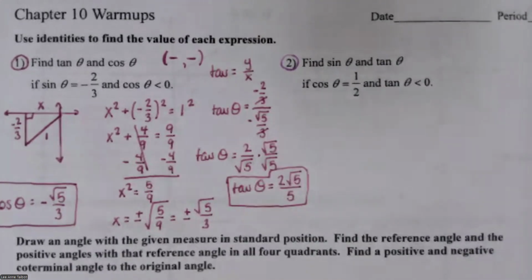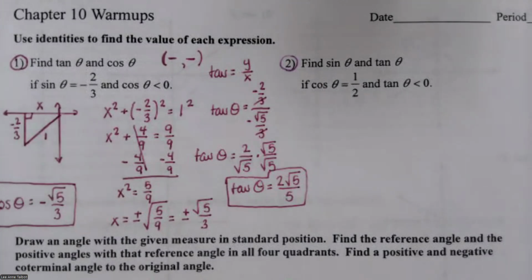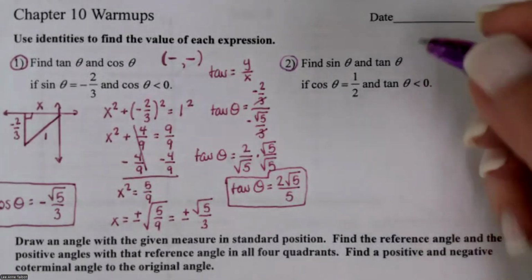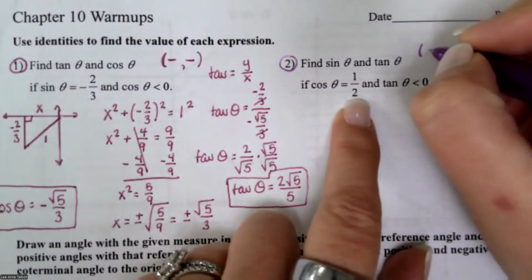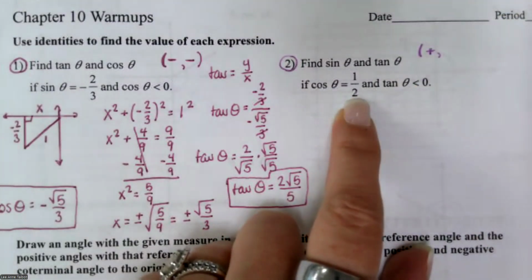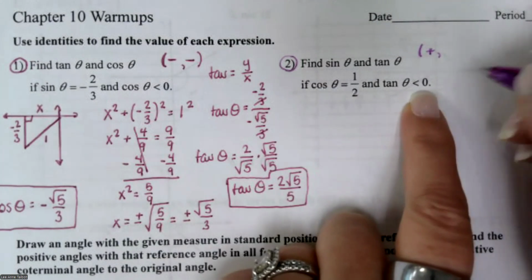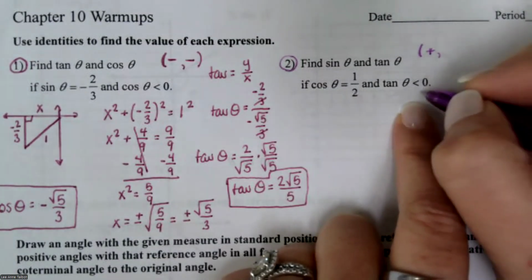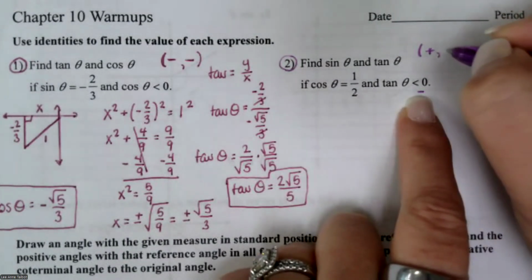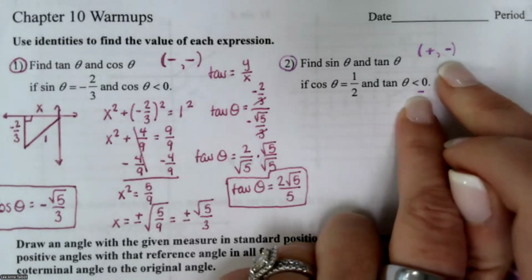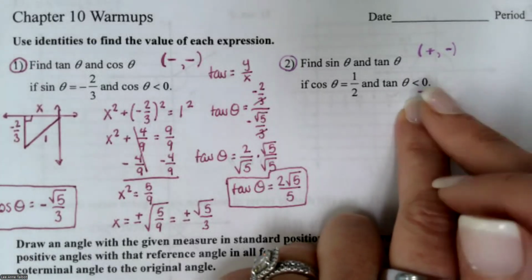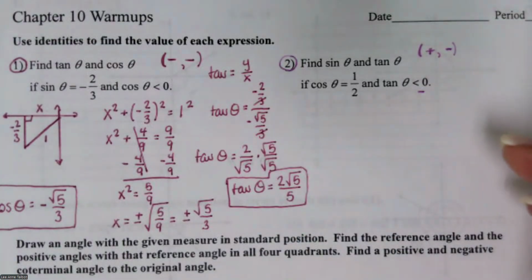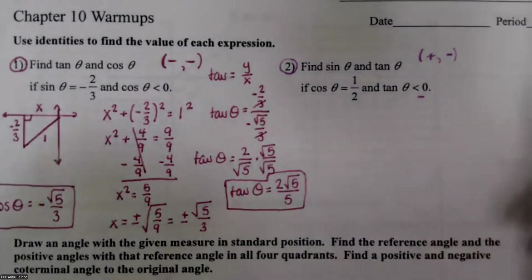Okay, so first I'm going to find out the quadrant. This says cosine is a positive number, so I'm going to put a plus in the x spot. And this says tan is less than 0. So if tan is negative, that means that y has to be negative, because tan is y over x. So one of them has to be negative, but not both. So what quadrant is this?